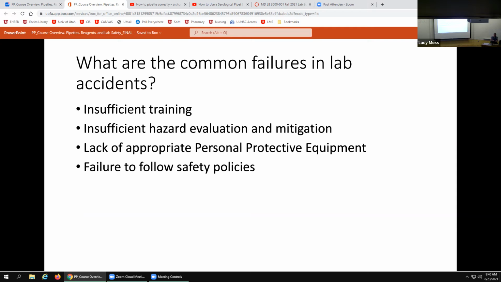So like creatinine reagent in chemistry, it's made with picric acid. And if you don't store it underwater, it explodes. So that's not cool. And then insufficient hazard evaluation and mitigation.